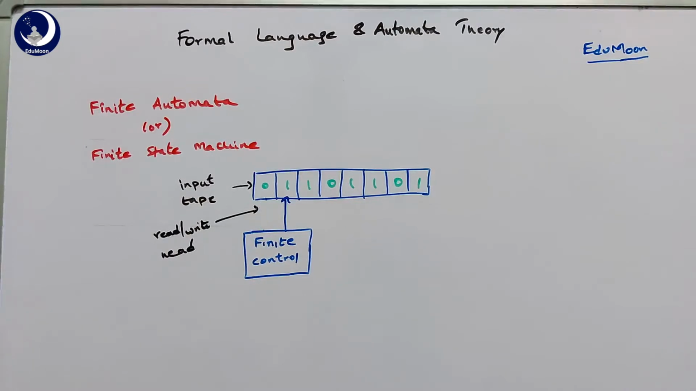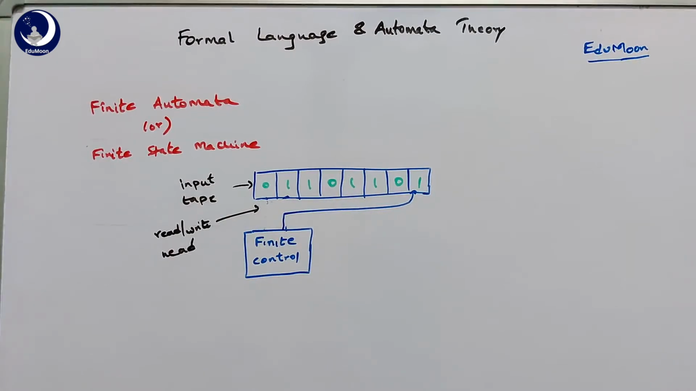Like after reading the first symbol 0, the control moves to the second one, that is 1 in the given example, and so on. At the end of the string, after reading the last symbol, if the machine is in the final state, that indicates that the string is accepted by that machine. That is, if the machine is designed for a particular language, it denotes that the string belongs to that particular language.